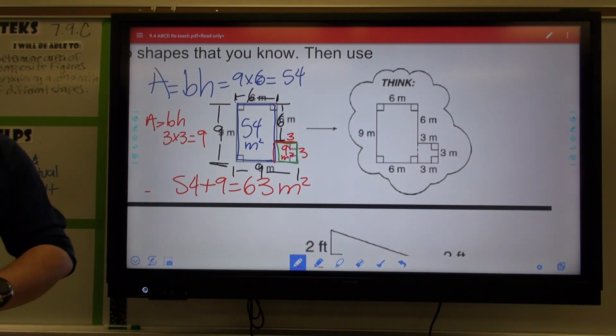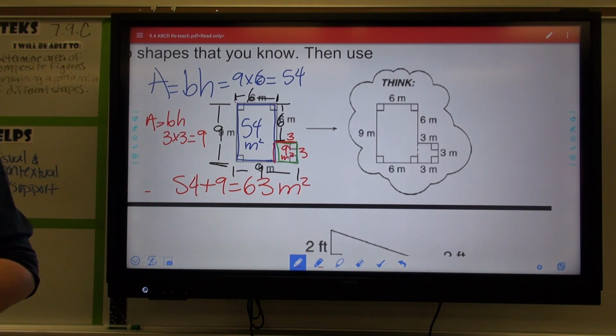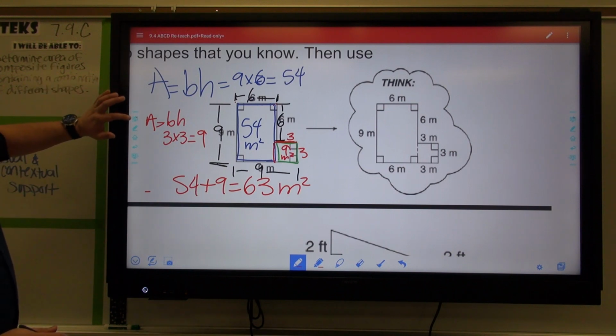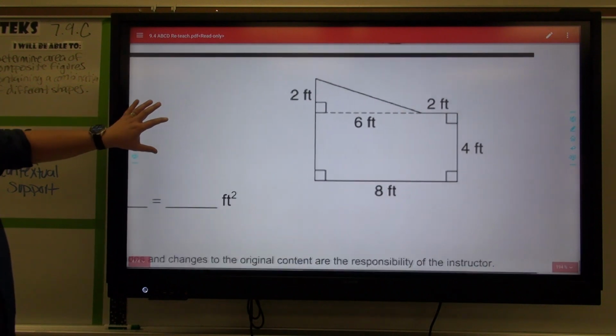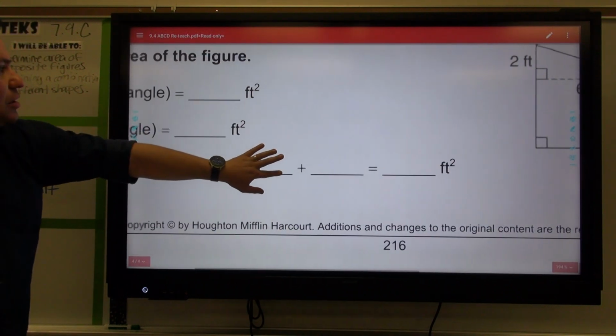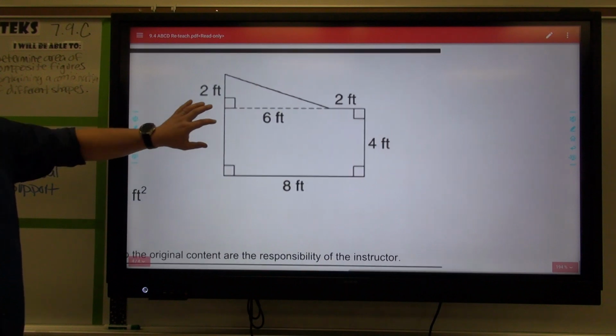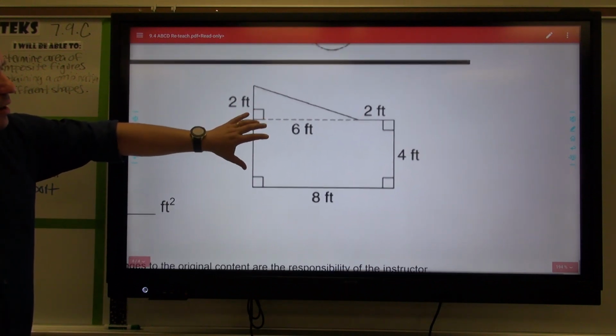That's easy. Any questions on that one? Now I'm going to move forward. Don't worry about this. We'll get the notes later. Let's look at the sample right there on the bottom. I don't care about this right now, because what I want you to know is the figure itself.